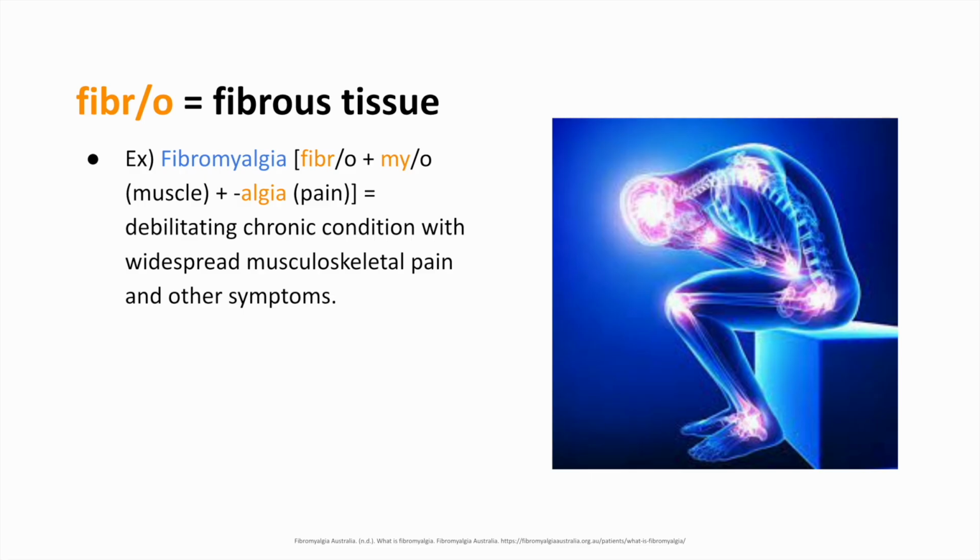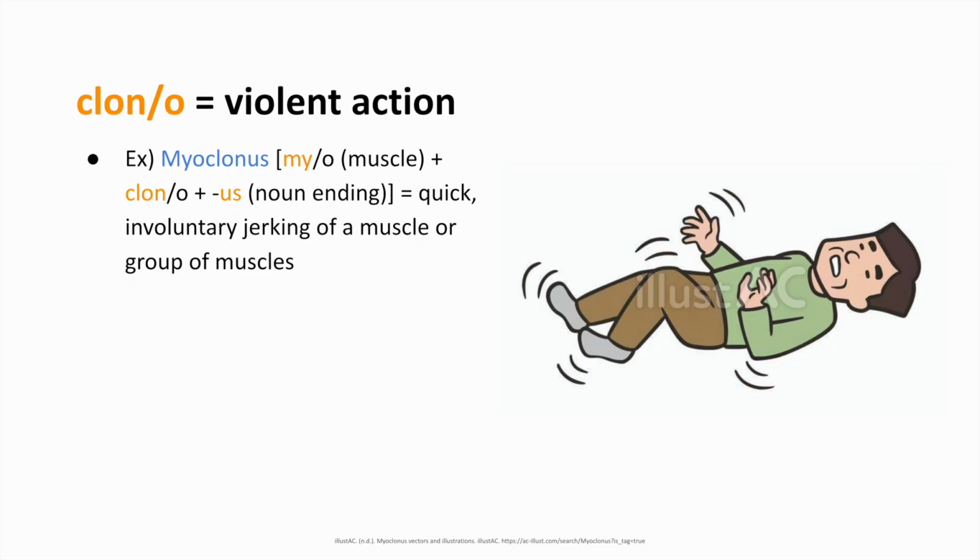Clono is a combining form that means violent action. And one example is myoclonus. So myo, muscle, clono, and the noun-ending suffix us. Myoclonus means quick involuntary jerking of a muscle or group of muscles, which is typically seen during some kind of seizure. You would see people shaking, shivering very violently. In medical terms, that is called myoclonus.